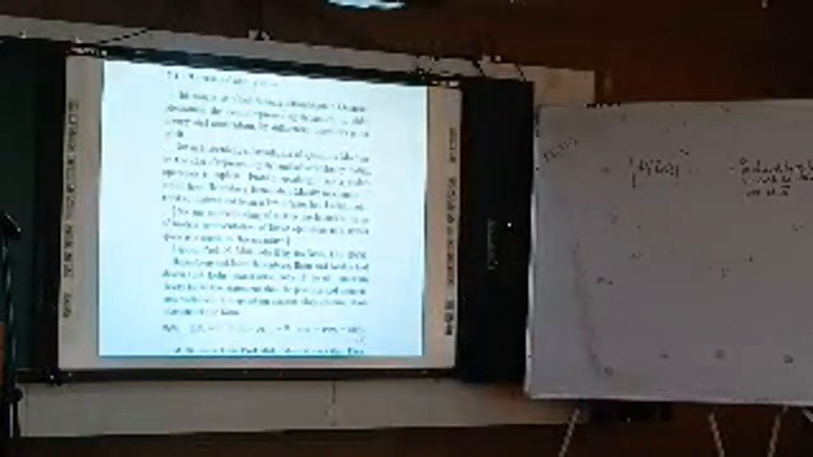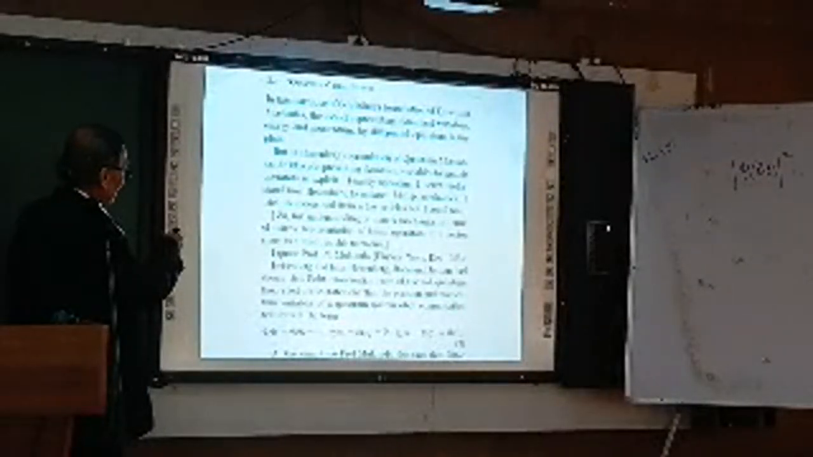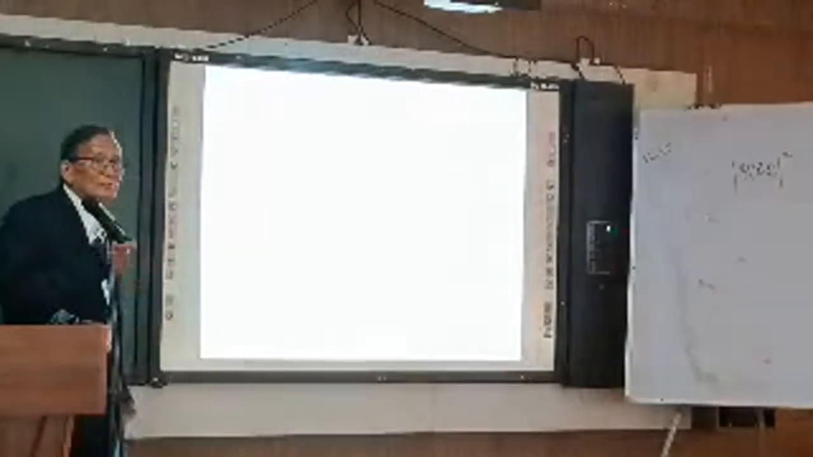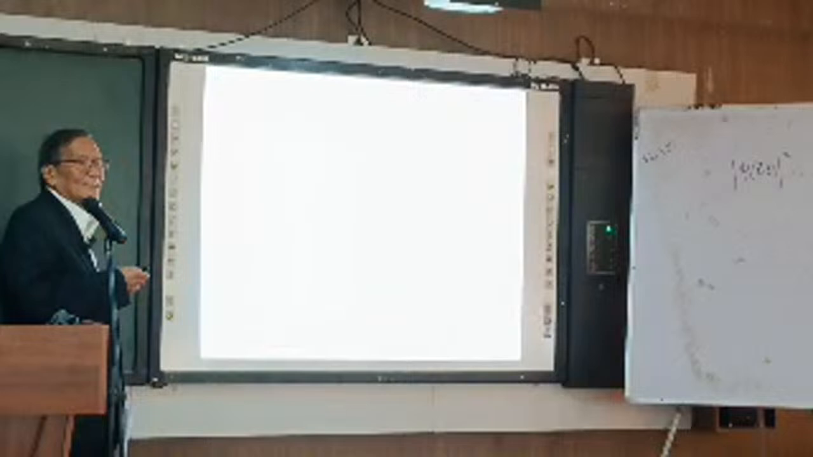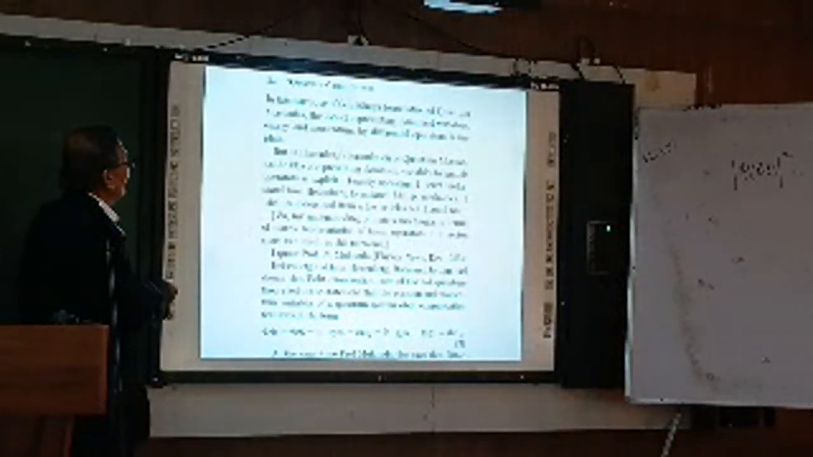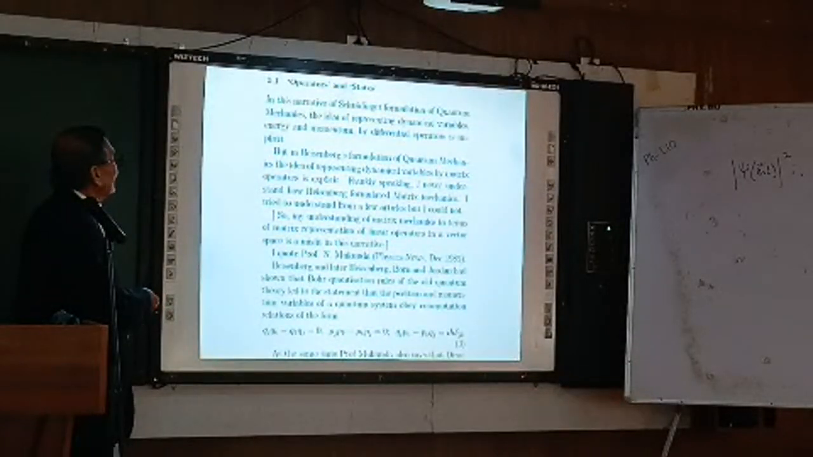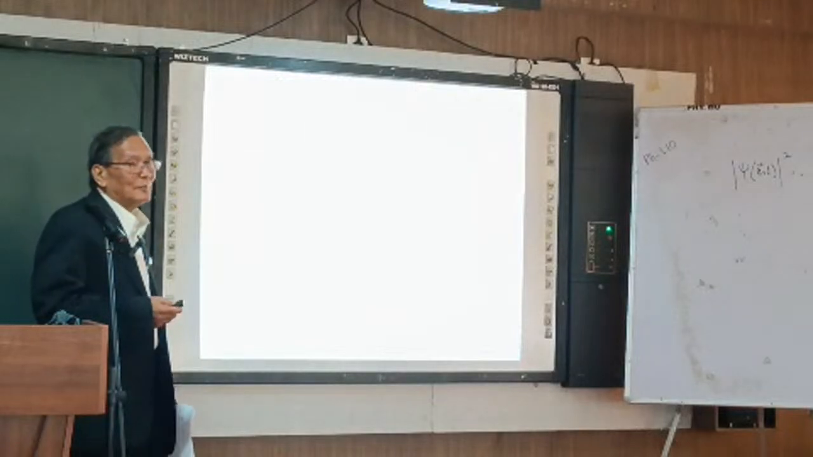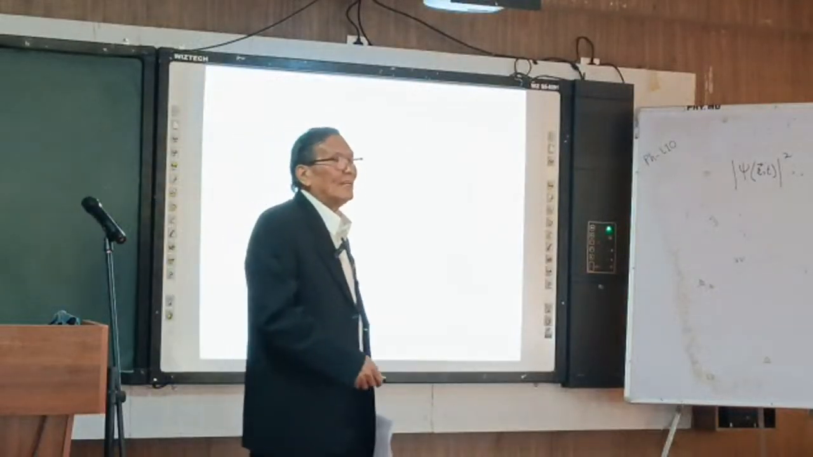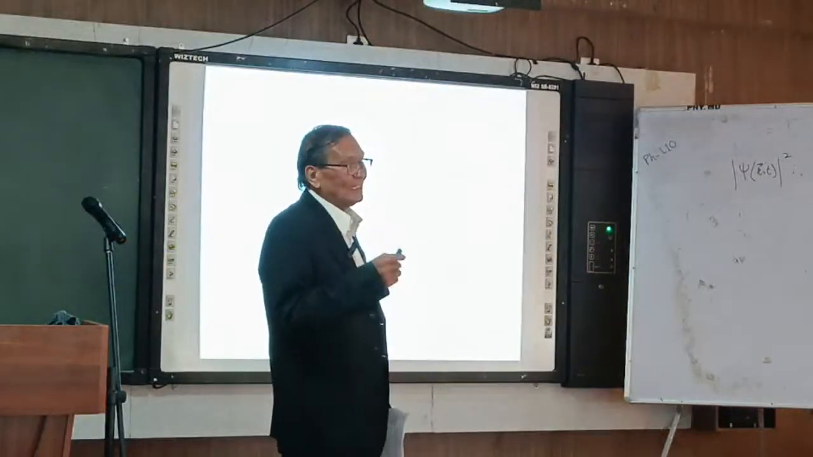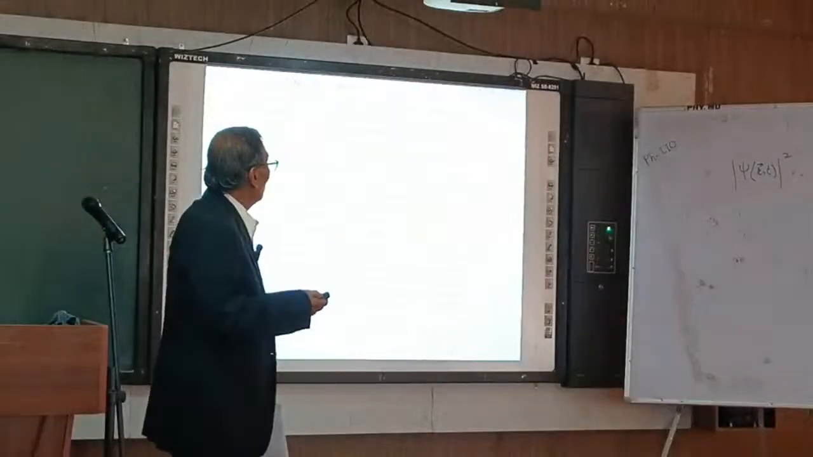To the formal quantum theory. In this narrative of the Schrodinger formulation of quantum mechanics, the idea of representing dynamical variables like momentum by differential operators is only implicit. It is not explicitly built into the theory. But in Heisenberg's formulation of quantum mechanics, the idea of representing dynamical variables by matrix operators is explicit. Heisenberg explicitly introduced this idea of representing dynamical variables by operators.